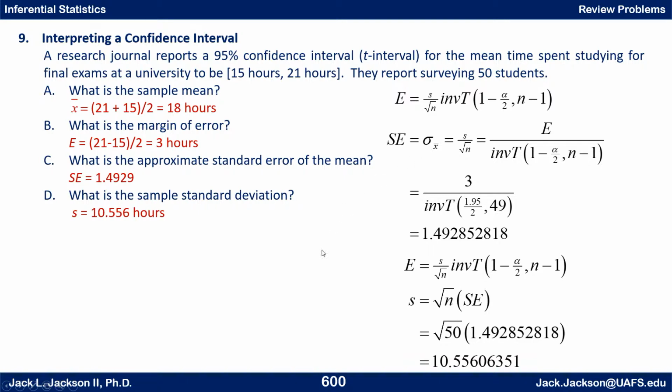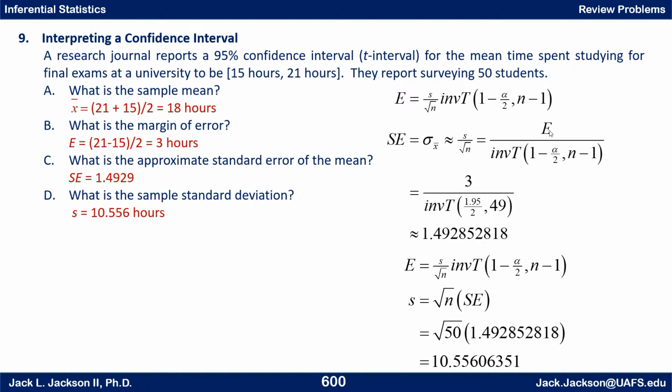Okay, well, the standard error is the standard deviation of the x bar values, which is exactly the sigma of the population, the standard deviation of the population, divided by the square root of the sample size. We don't know sigma, but we do know S, so it's approximately S over square root of n. Well, taking this formula at the top and solving for S over square root of n, we're just taking that E and dividing by this inverse t.